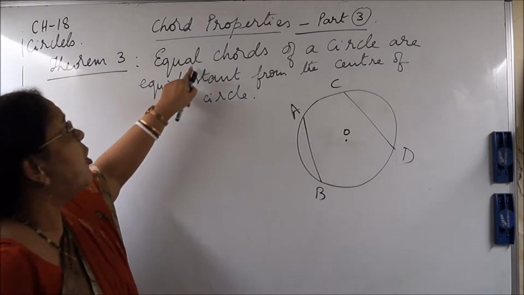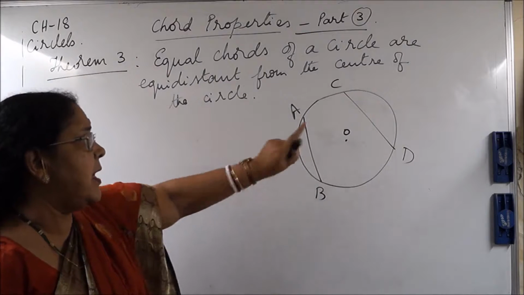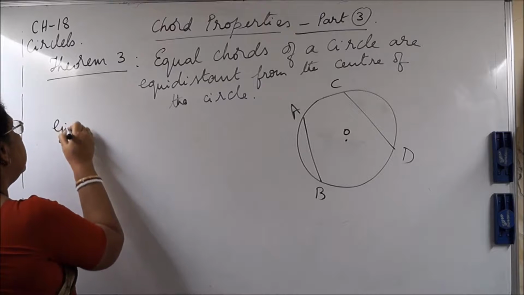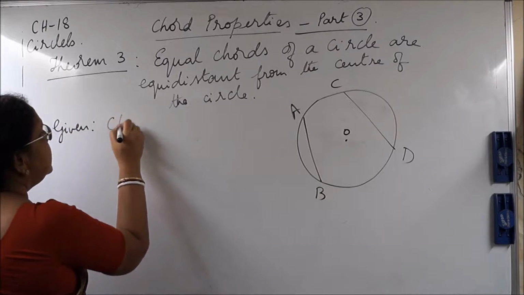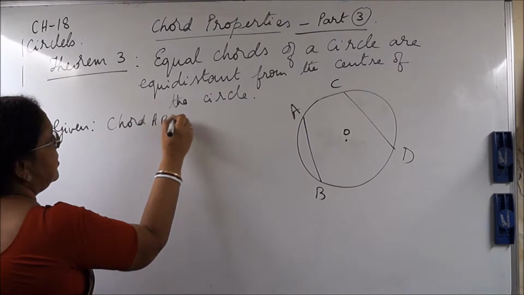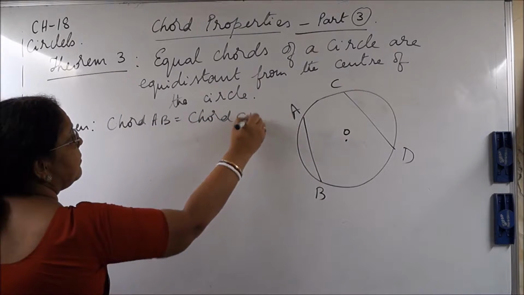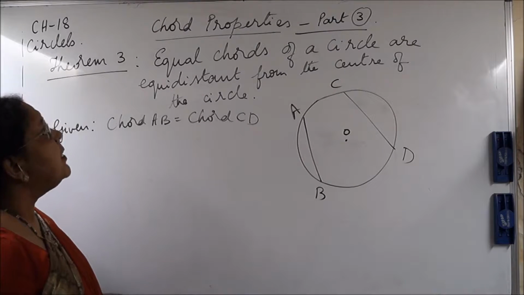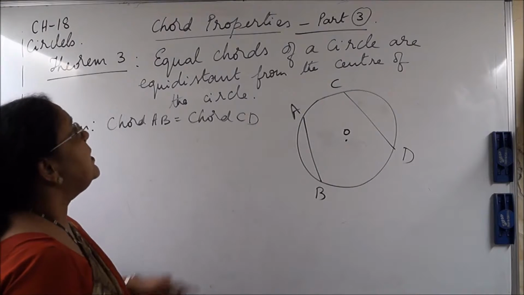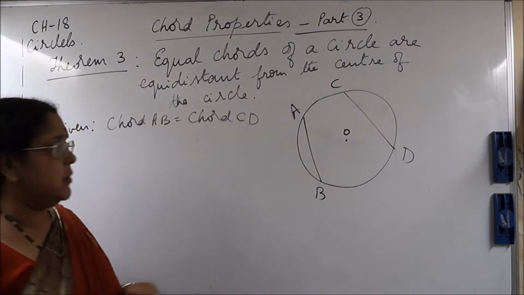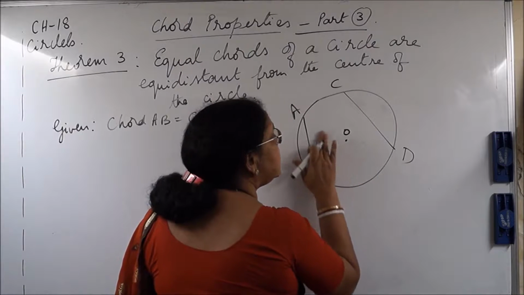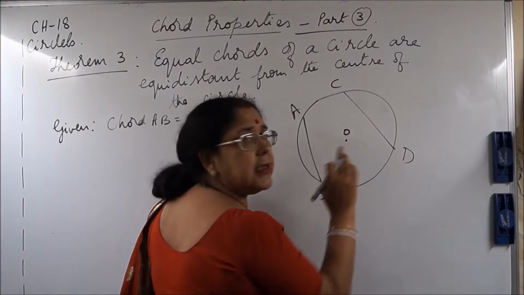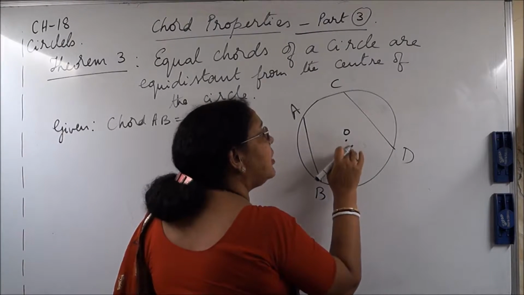What is given to us, or what is known to us? Equal chords, meaning AB and CD are equal in length. So given is chord AB is equal to chord CD. That is what is given in these two words, equal chords. Now according to this theorem, they will be equidistant from the center of the circle. The center of the circle is O. Equidistant means the perpendicular distance of each of the chords from the center will be the same. Then only we will call it equidistant.